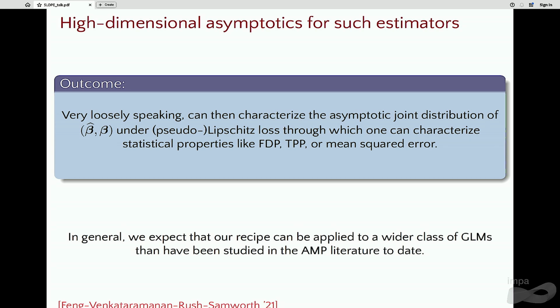And in particular, this program has been used many times in the statistics literature, to study things like high dimensional properties of logistic regression. This is what Pragya Sur did in her dissertation. Also slope, lasso, M estimators, and so on. Support vector machines, things of this nature. But we think there's probably a wider class of GLMs where this program could be used and hasn't been done so before.